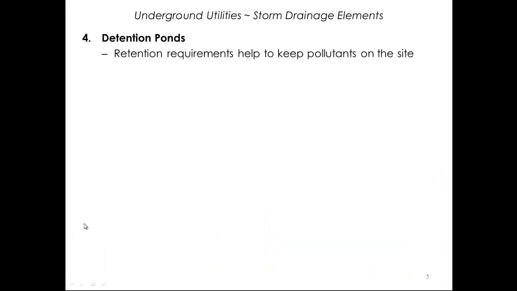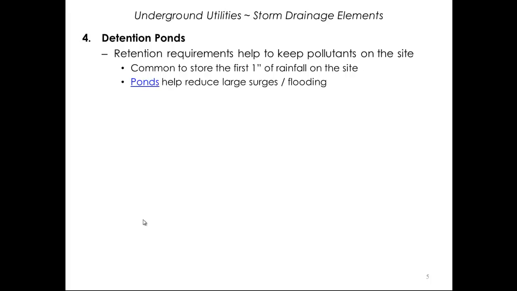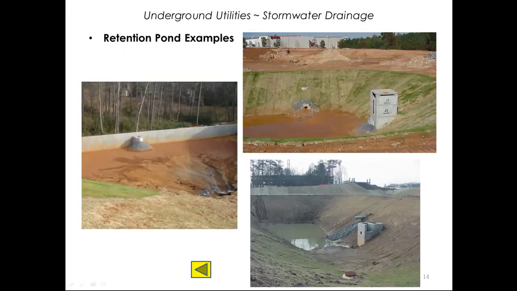Our next element is the detention pond. Detention or retention ponds are often required and are usually based on storing the volume of the first 1 inch of rainfall on the site. Ponds help to reduce flooding of off-site areas. Here we have 3 pond examples from the Atlanta area. Notice that they all have discharge control structures to prevent overtopping of the pond.